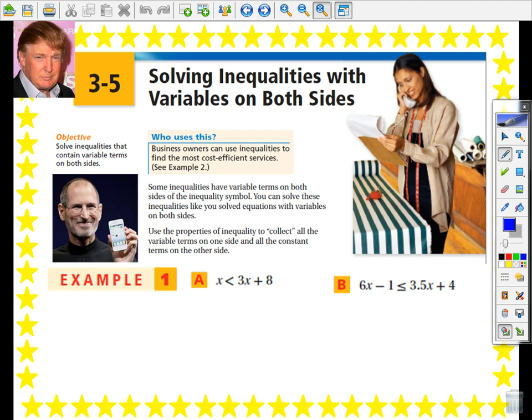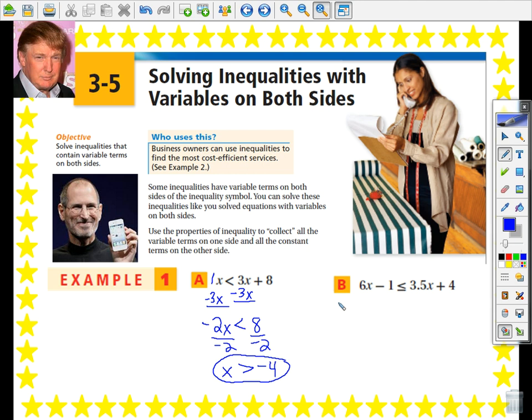For letter A, I have 1x is less than 3x plus 8. I don't normally like to do work with the variables that involves having a negative coefficient, but in this case, I will subtract the 3x. 1x minus 3x is negative 2x, less than 8. If I move the variables to the left, I would now need to isolate the variable. So I'm going to divide by a negative 2. And remember, when you divide or multiply by a negative number, you must reverse the inequality symbol. So it becomes x is greater than negative 4.